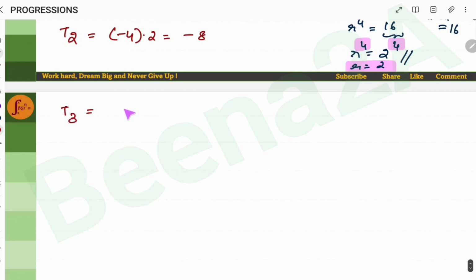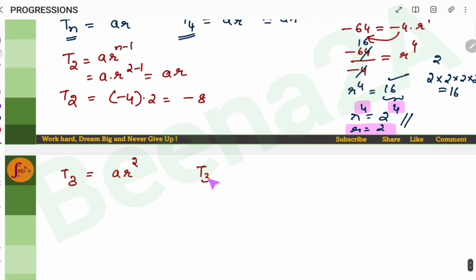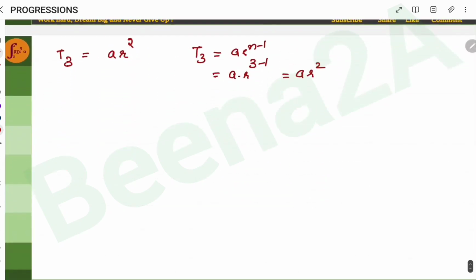Next one we'll find the third term. The shortcut is: take the term, reduce it by 1, and that will become the power. 3 minus 1 would become 2. Even if I use the term formula, it will be the same thing. If I use the term formula, I'll make this 3 minus 1, so it will be AR squared. So instead of doing these steps, you can simply take the first term, the common ratio, and reduce the term number by 1, and that will become the power.